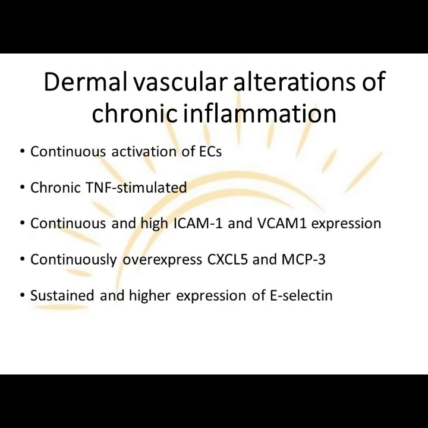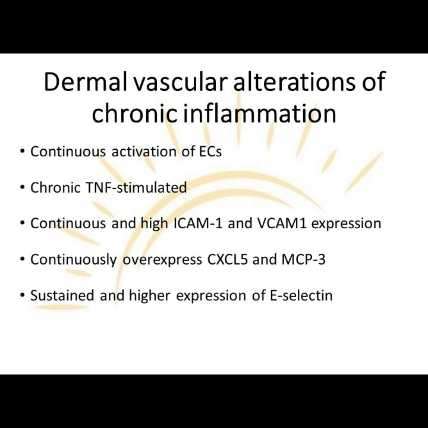In chronic inflammation, endothelial cells, ECs, can become persistently activated. A key driver is sustained TNF stimulation. This leads to continuous, high expression of adhesion molecules, ICAM-1 and VCAM-1, promoting firm adhesion of leukocytes. E-selectin is persistently expressed at higher levels, enhancing leukocyte rolling.